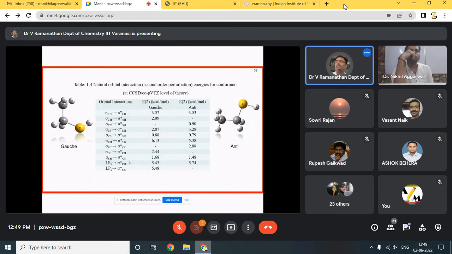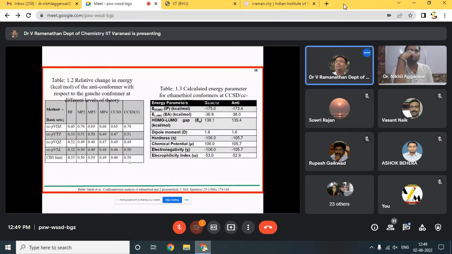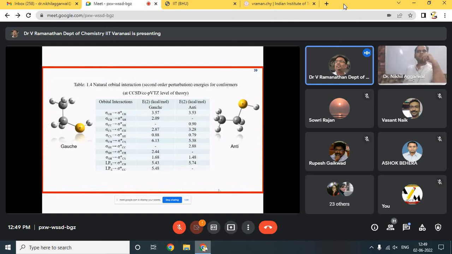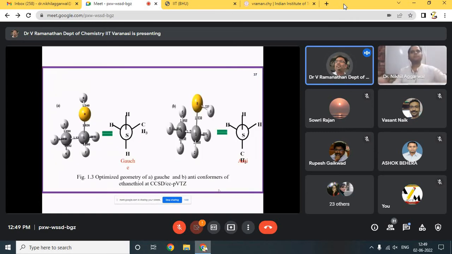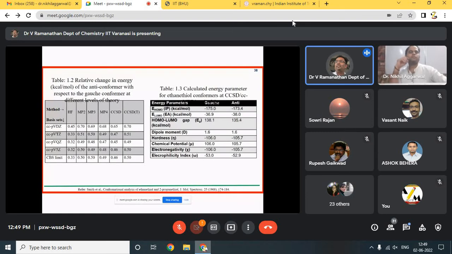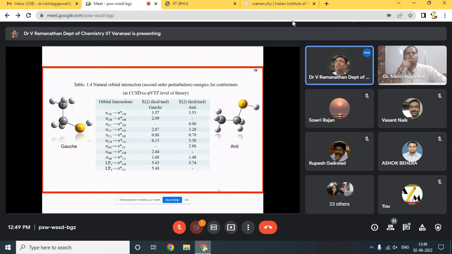So the details I've shown here. Those of you interested can read the paper that has been recently published. I forgot to put the reference here. This is not our paper. This is 1968, the first experiment that was done. The latest experiment was done in 2014. And our calculations, I forgot to put our publication in this, but you can search for ethane thiol and put my name. The student who worked on it was Manish Kumar Tripathi. You can read the details of the justification why this particular conformer is stable from that paper.